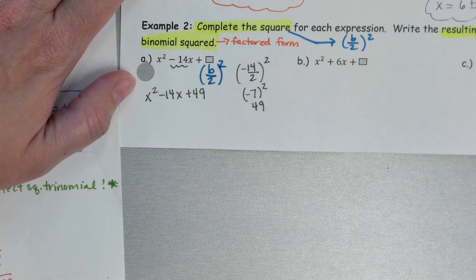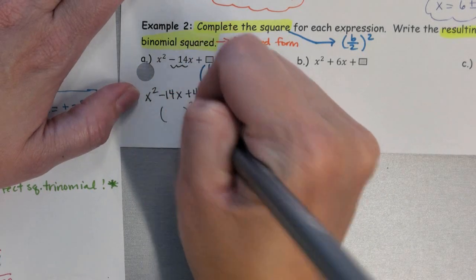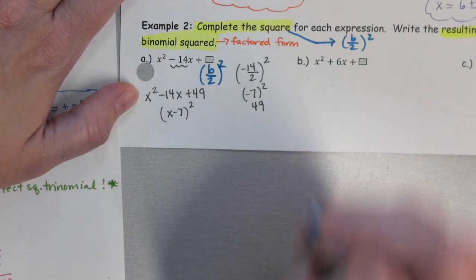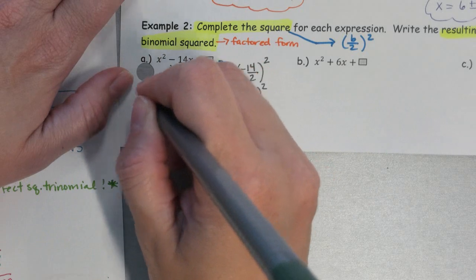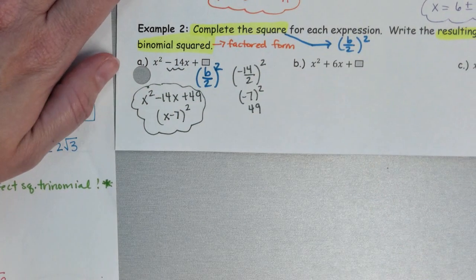Okay, and then from there, the binomial squared is just the factored form. So what multiplies to 49 but adds to 14? 7, negative 7. Okay, so this is going to be your final answer. So we completed the square, the trinomial, and that's going to be your factored form.